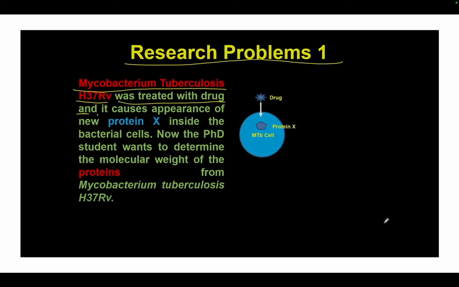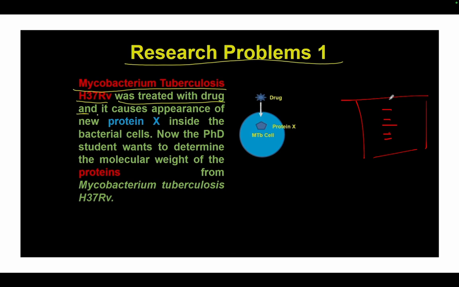Okay, another problem. We have an MTB strain that is treated with a drug, and because of that, there is a new protein X inside the bacterial cells. Now the student wants to determine the molecular weight of the protein from MTB. We just want to determine the molecular weight, so we should run it on a gel. We'll get lots of bands. The only thing is, we want to know specifically the weight of protein X.